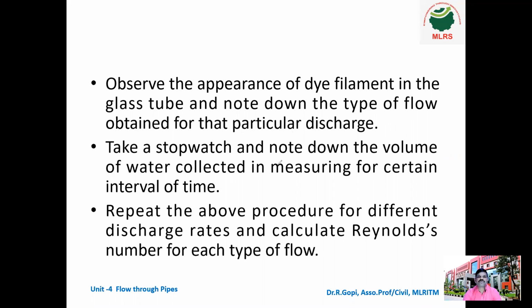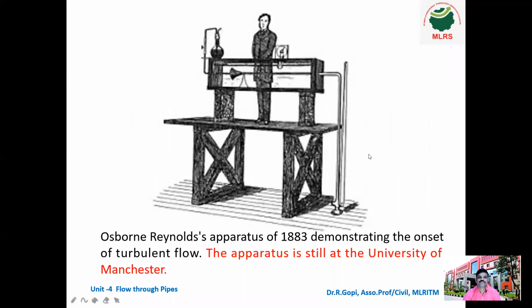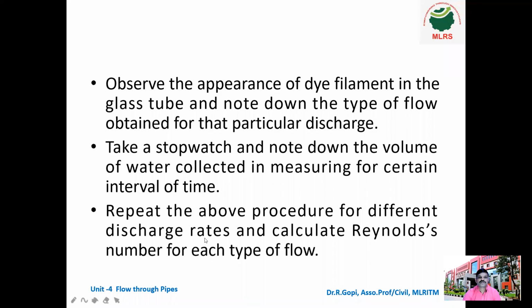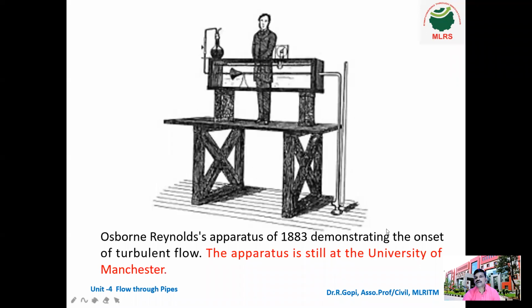Take a stopwatch and note down the volume of water collected in the measuring tank for a certain interval of time. Repeat the above procedure for different discharge rates. Initially it is a very low discharge, very low velocity. In the second trial you slightly increase the discharge or the velocity, and again note down the pattern and the volume. Finally, calculate the Reynolds number for each type of flow using the formula.